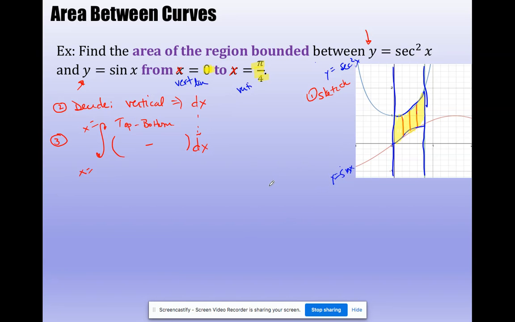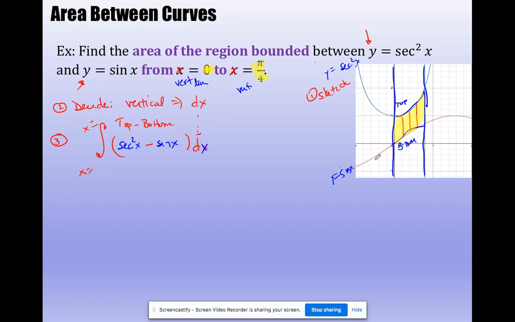So what do I have here? Who's my top? Who's my bottom? Is everybody in terms of x? Check, check, check. Oh, what about these? There's no points of intersection. Where are these numbers coming from?